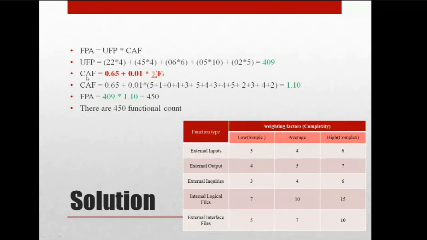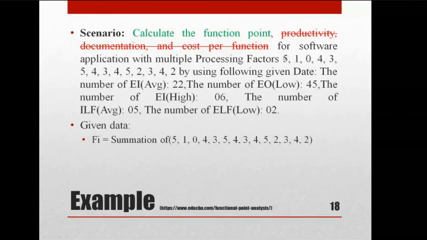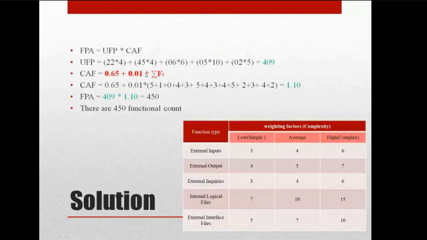And we have to calculate what CAF is, right? For this adjustment factor, the complexity adjustment factor, we have 0.65 plus 0.01 into the summation of Fi. As I told in the previous slide, Fi is already given. They have created the standard questions and given the values directly in the question itself. So CAF is equal to 0.65 plus 0.01 into the summation of all the Fi. You will be getting a value, right? Then we multiply it, and we will be getting 450.